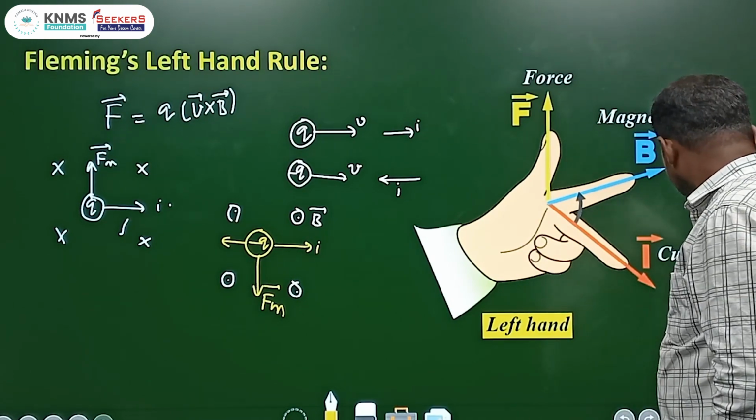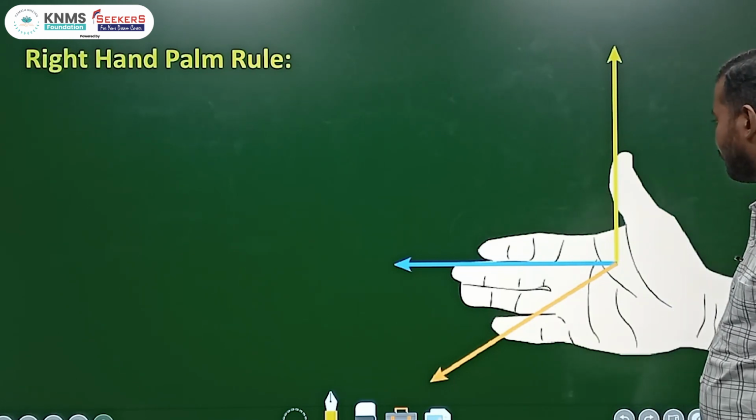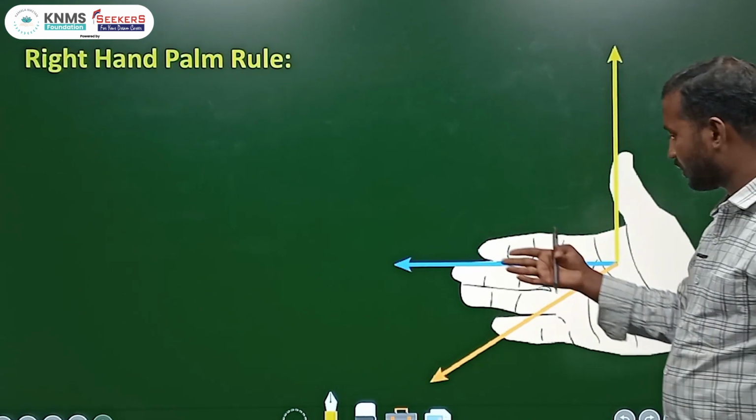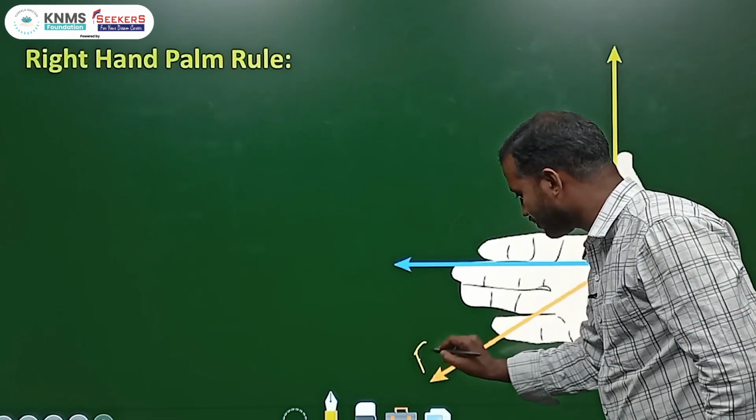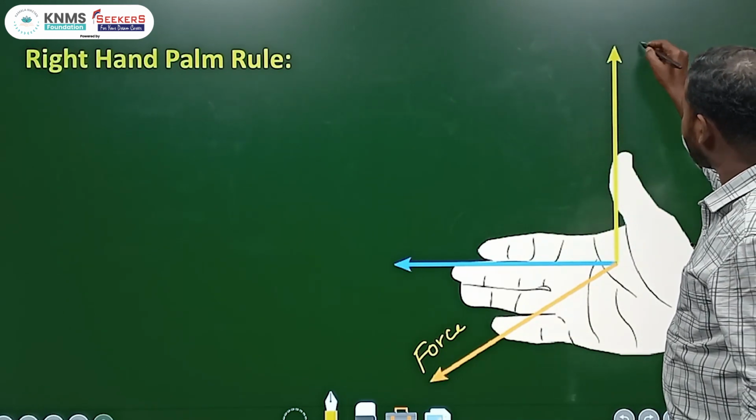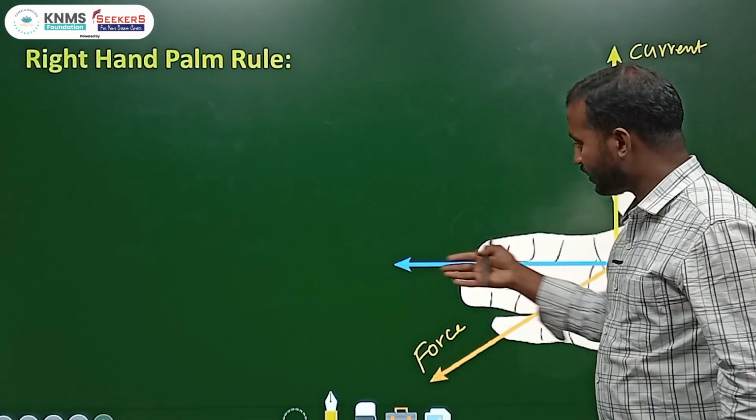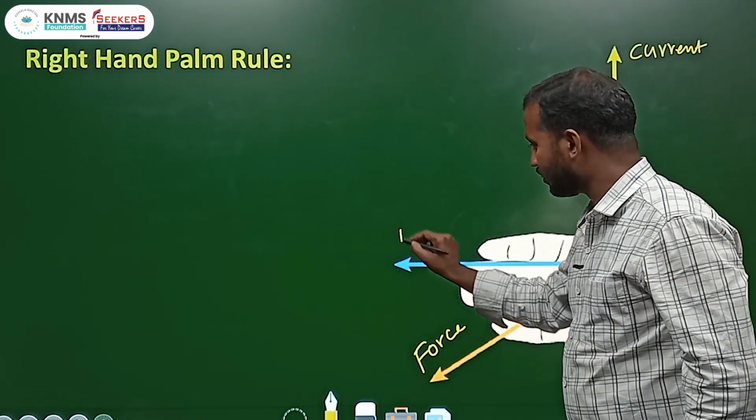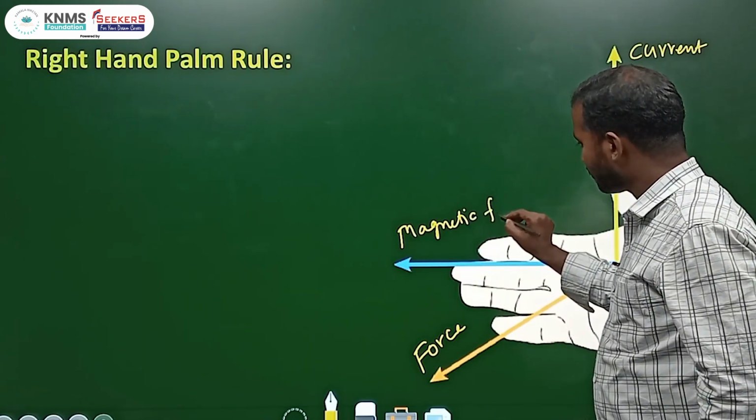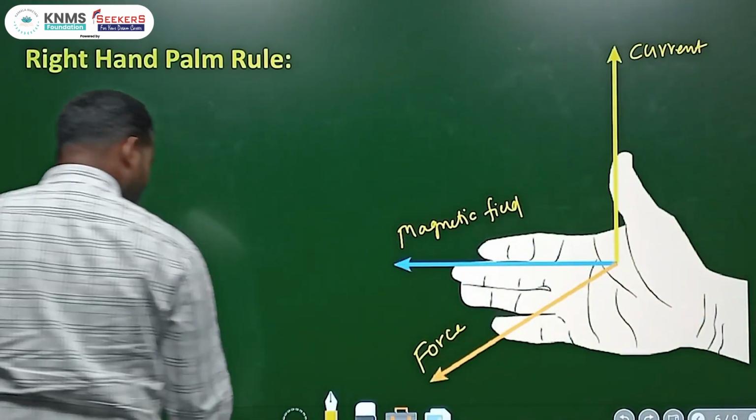Going to the next slide. We can also use the right hand palm rule for finding the magnetic force. Here, you take your right hand: the palm shows the magnetic force, the thumb shows the current direction, whereas the four fingers point in the direction of the magnetic field.